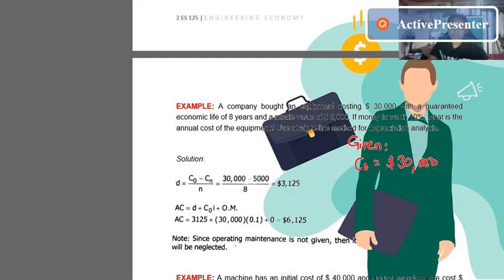The first cost is $30,000 US dollar. Our CN, which is the resale value, we have 5,000. So the problem says we need to use the straight line method. So our N is 8 years.